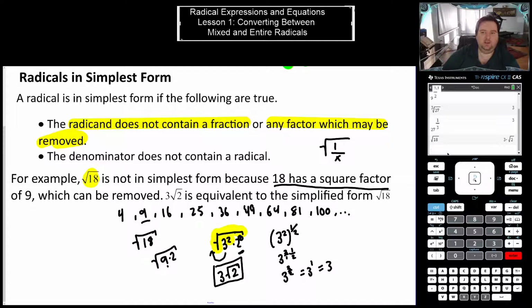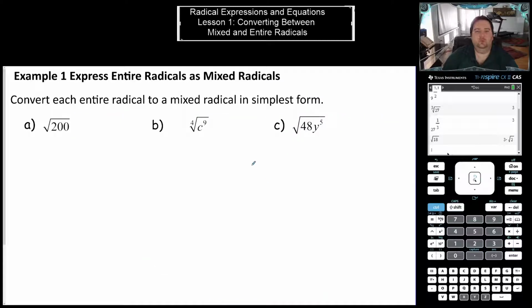Now the next thing we're going to look at here is, in order to be in simplest form, the denominator cannot contain a radical. What does this mean? This means, I'm just going to erase this real quick, that if I have something like x over the square root of y, this cannot be. I cannot have a radical in my denominator. That is not simplest form. So I would have to do something to that, and that we are not going to do in this lesson. That's going to be a further lesson where we're going to deal with that.